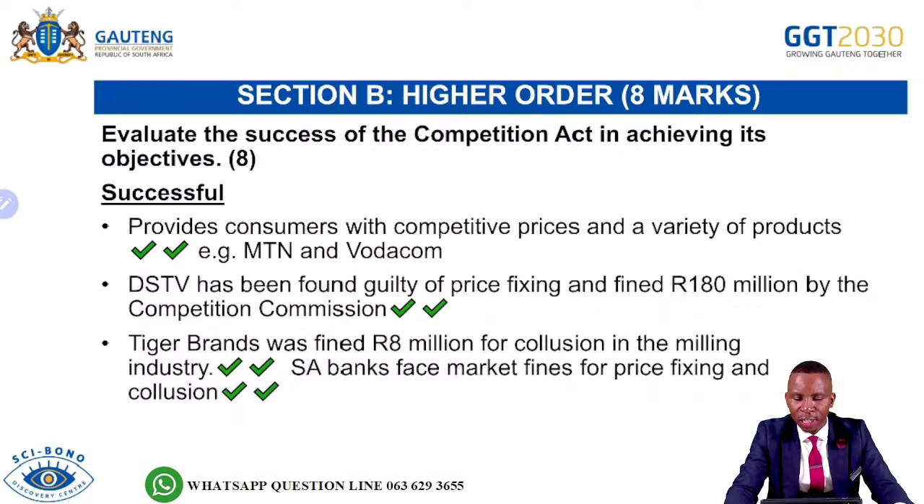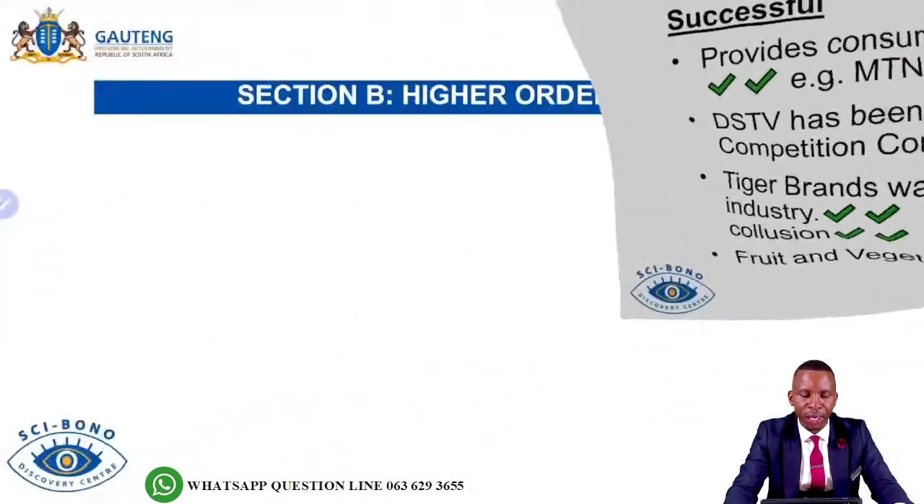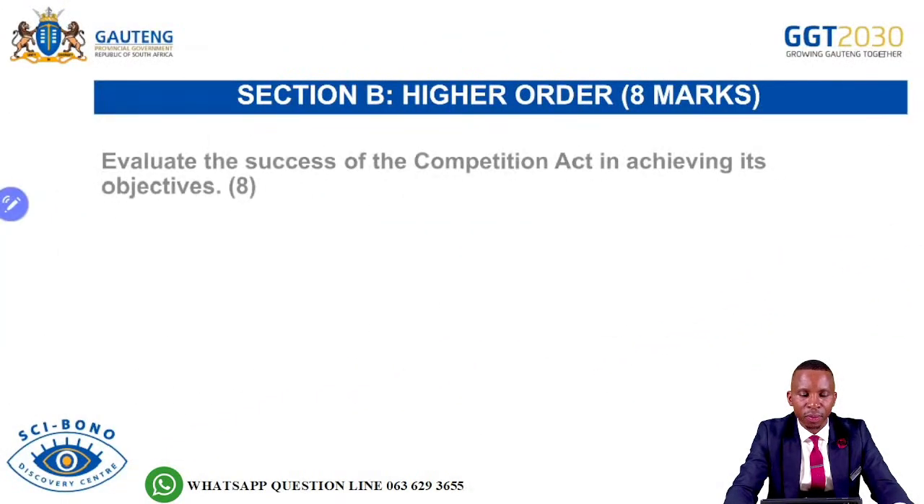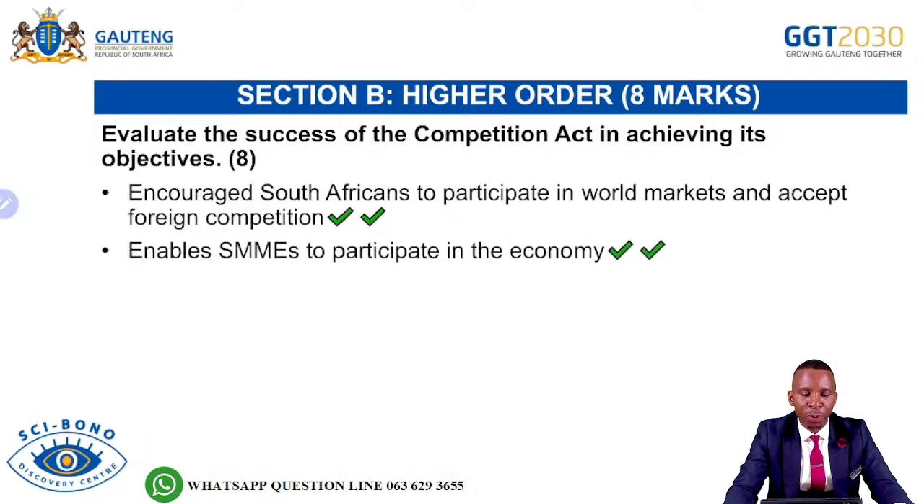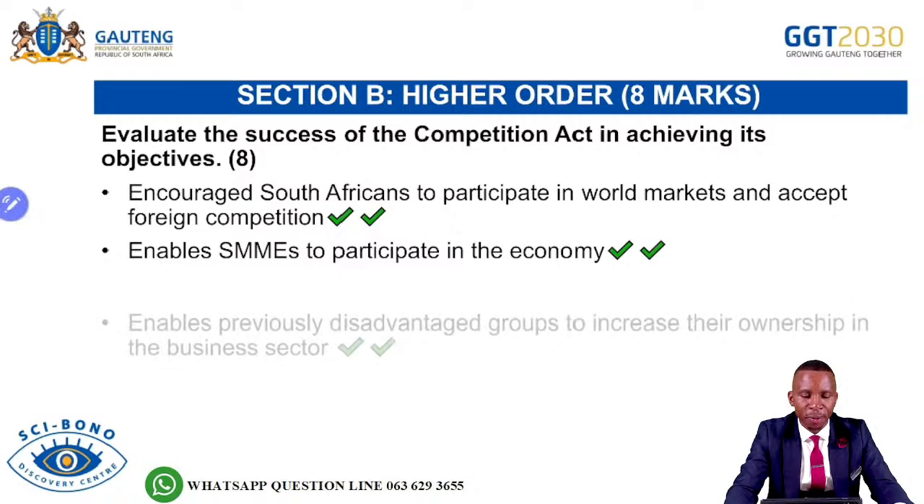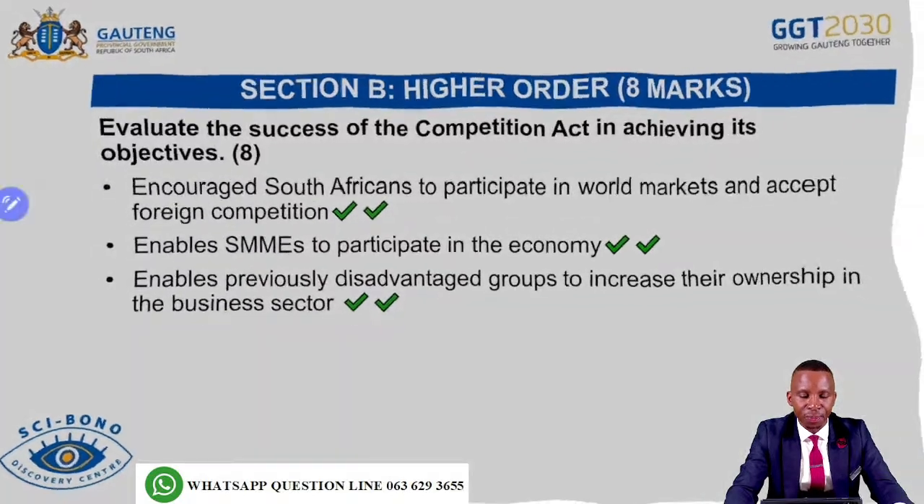South African banks face market fines for price fixing and collusion. Fruit and vegetable producers were fined for price fixing and collusion. And then we continue. Encourage South Africans to participate in the world market and accept foreign competition. Enable SMMEs to participate in the economy. Enable previously disadvantaged people or groups to increase their ownership in the business sector.